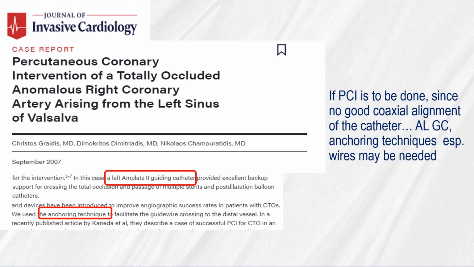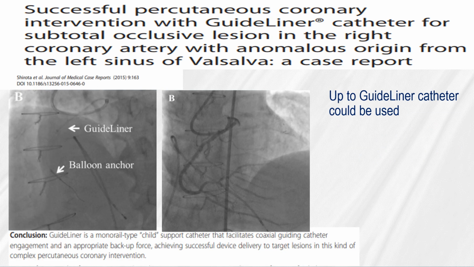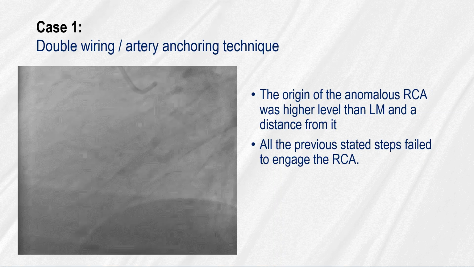In the absence of good coaxial alignment of the catheter, supporting techniques may be needed, including Amplatz left guiding catheter, anchoring techniques, and extra support wires, up to a guide liner catheter.